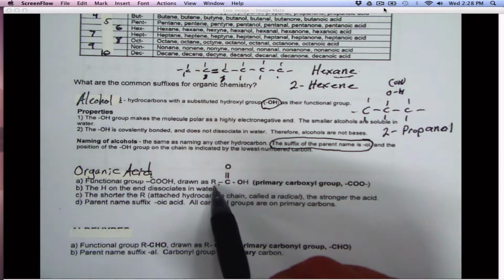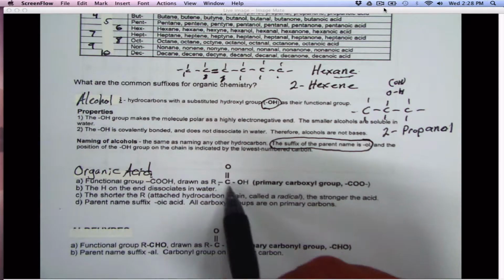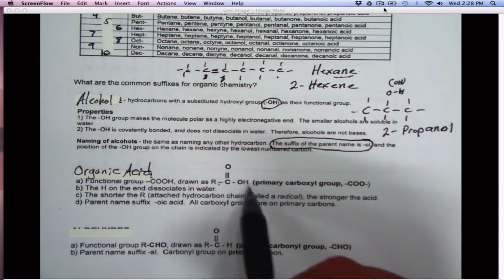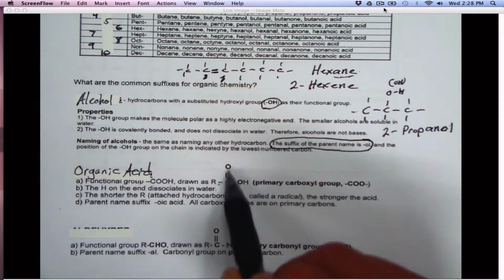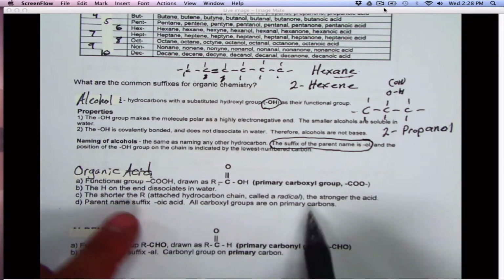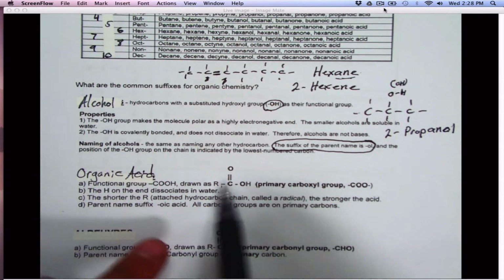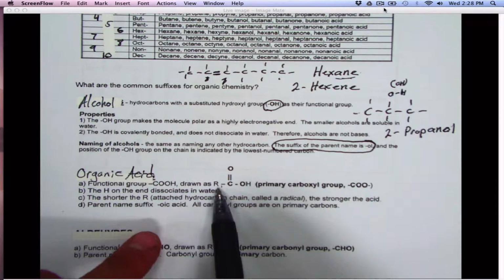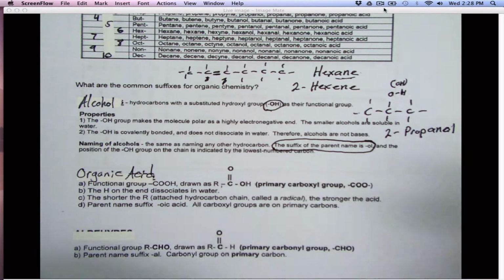Any number of carbons, could be 1, could be 200, doesn't matter. And you have a double bond to an oxygen with another bond to an OH. So it has an alcohol group, and it has a double bond to an oxygen. All right, so the H then dissociates in water. The shorter the R chain, the stronger the acid. So in other words, if it's only 1 carbon, it's going to be really strong. If it has 20, it's going to be less strong in terms of concentration and what it can do.